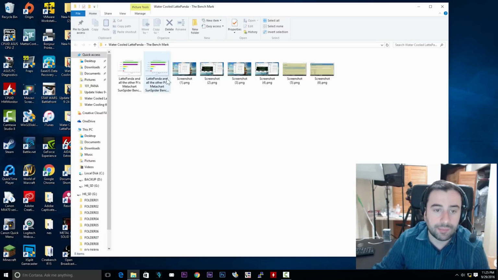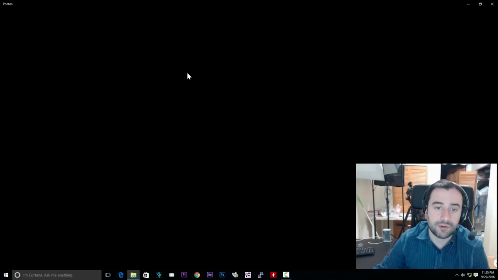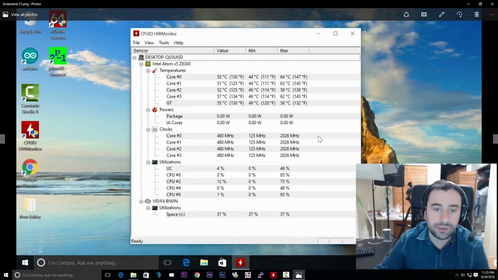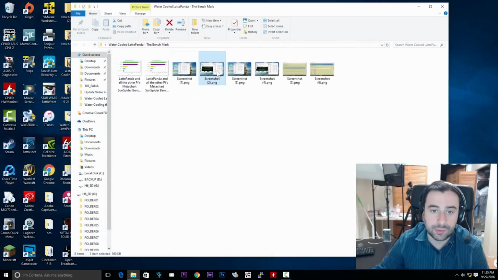Now, this pie chart I'm going to show you guys towards the end, but let's look at the first one here. This first one is the temps before I water cooled the Lightsay Panda. This is what the temps are before water cooling and before running any benchmarks. So you can see they're in the upper 50s here. So we can close that. Now, this next one here.